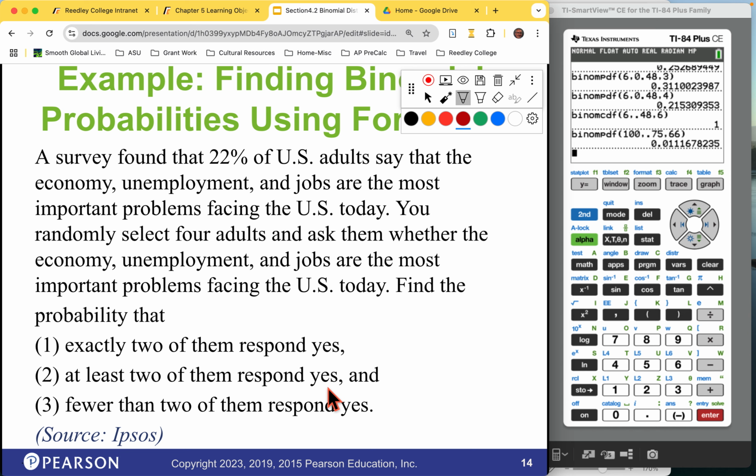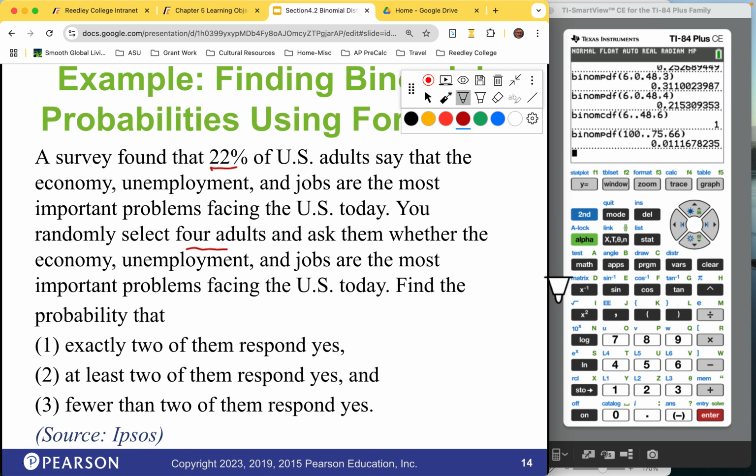Now this one, a survey found that 22% of US adults say that the economy, unemployment, and jobs are the most important problems facing the US today. You randomly select 4 adults and ask them whether the economy and unemployment jobs are the most important problems facing the USA today. So to them, it's a yes or no question, right? 22%. How many people did we ask? 4. And then the first question, we want the probability exactly 2 of them responded yes.